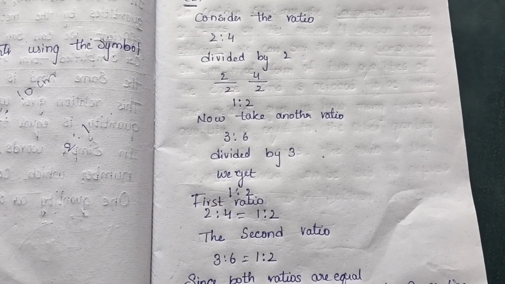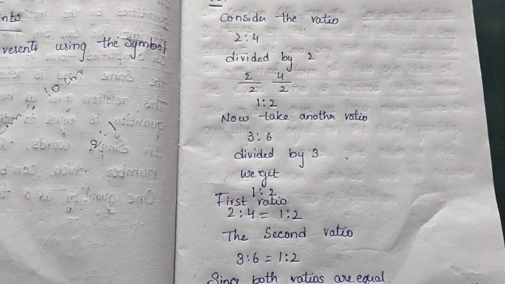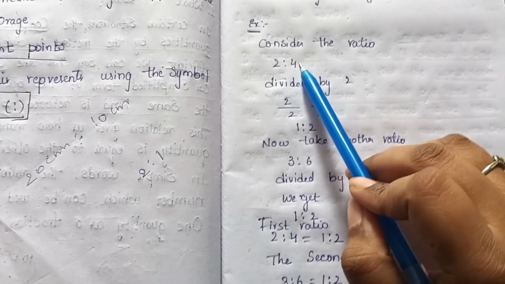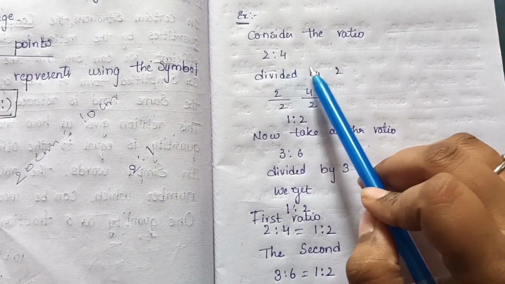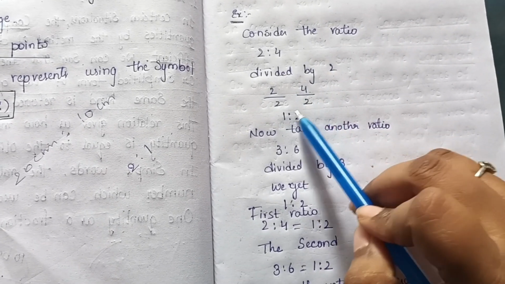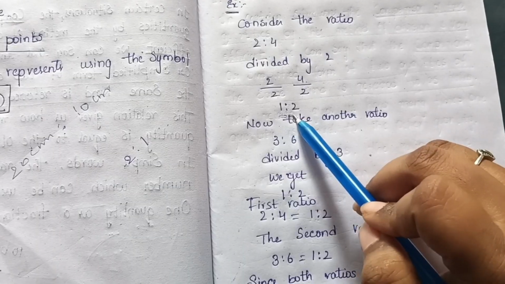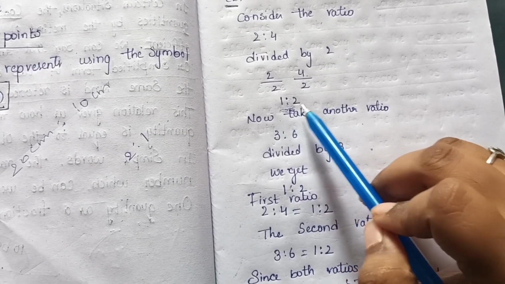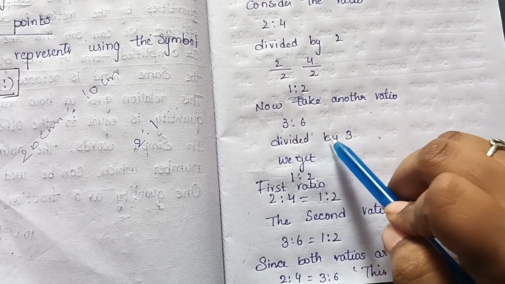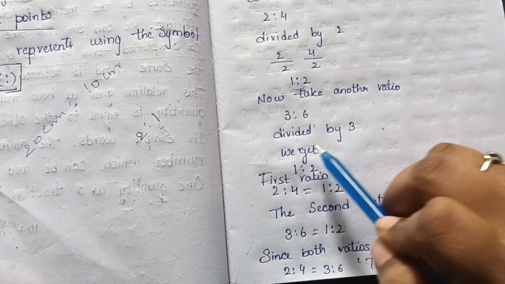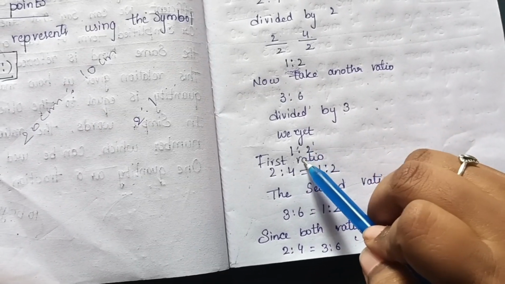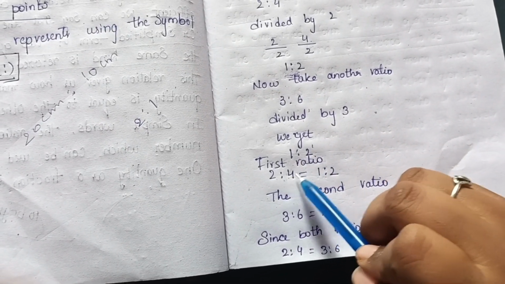So let's understand this with a simple example. First, consider the ratio 2:4. If we divide both numbers by 2, we get 1:2. Now take another ratio, 3:6. Again, dividing both numbers by 3, we get 1:2. Now look carefully: the first ratio 2:4 is equal to 1:2.